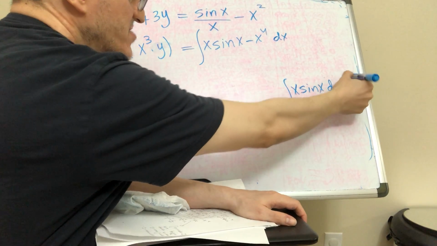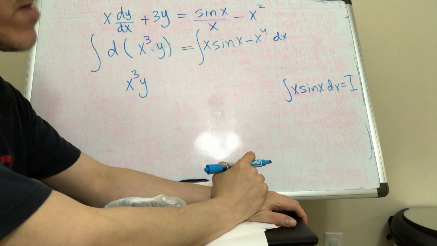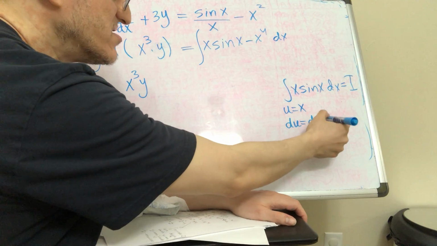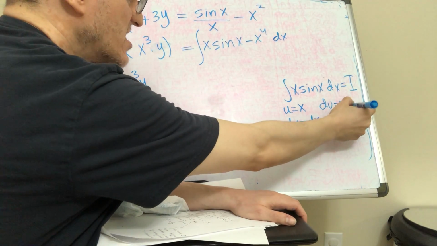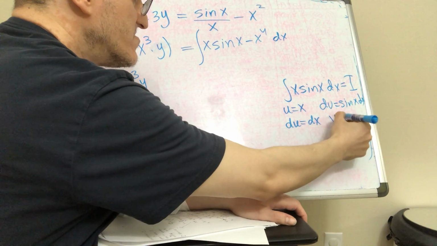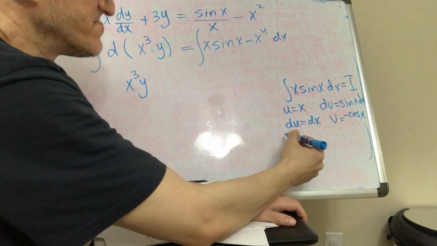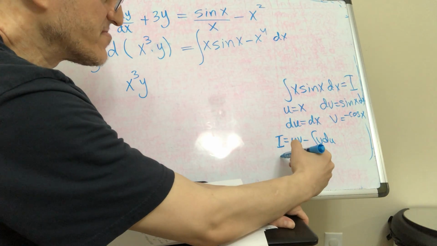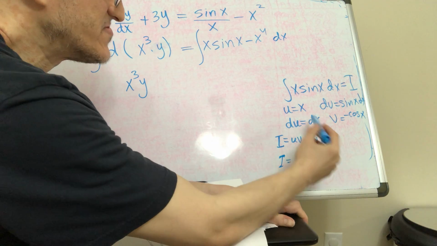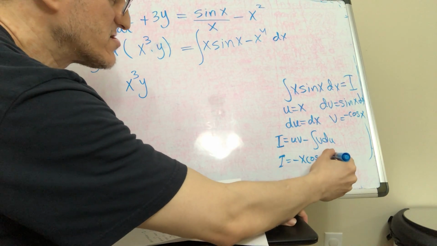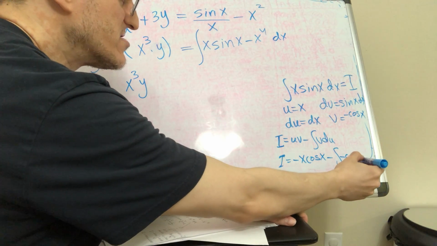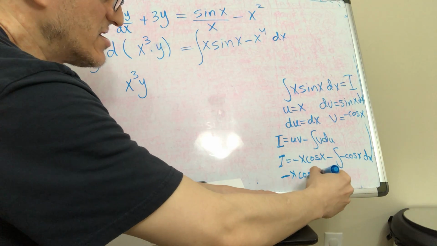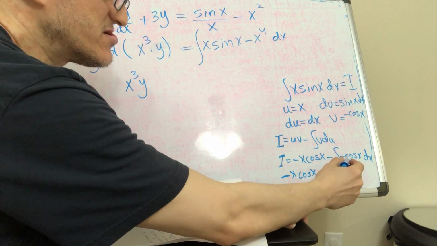Well, if you remember, this is one of the famous integration by parts equations. So you let u be x, then du would be dx. And dv would be sine x dx. Then v would be minus cosine. Then I equals uv minus integral of v du. So I equals u times v, this times this, so minus x cosine x, minus integration of minus cosine x dx. So minus x cosine x, minus minus is plus, integration of cosine is sine.